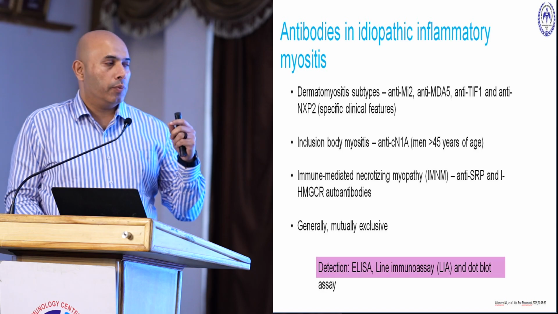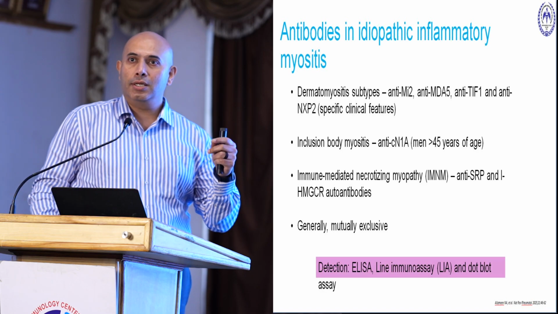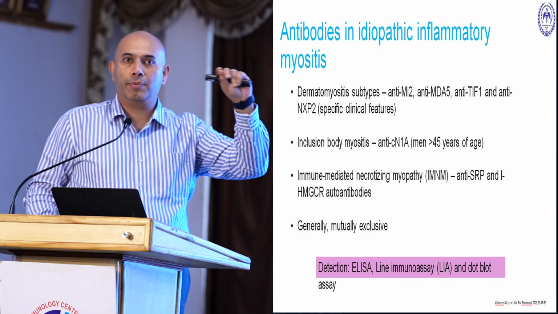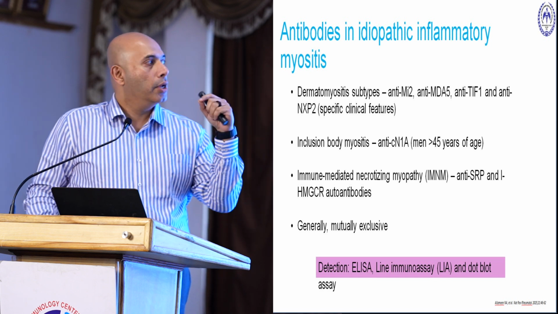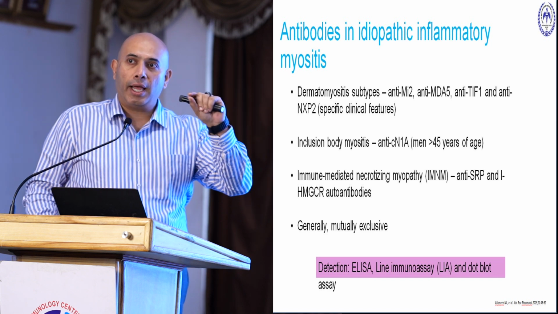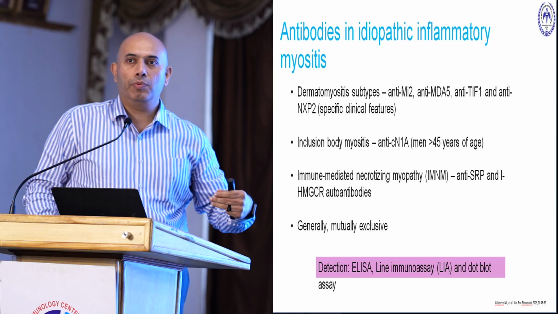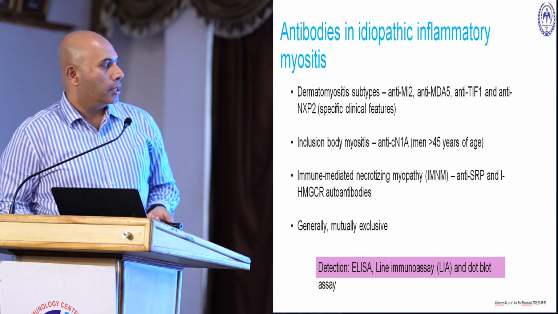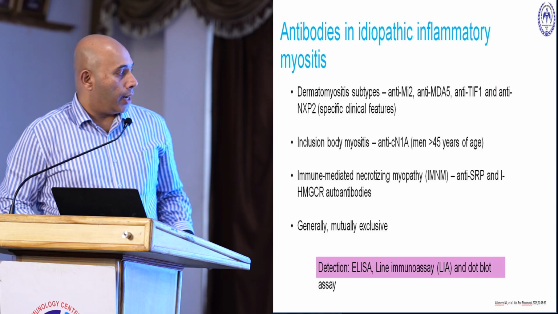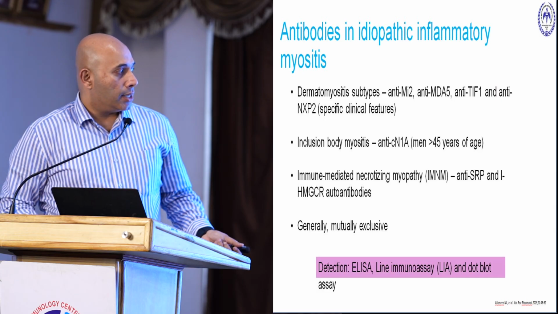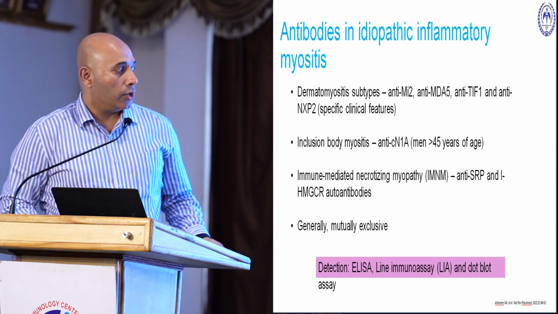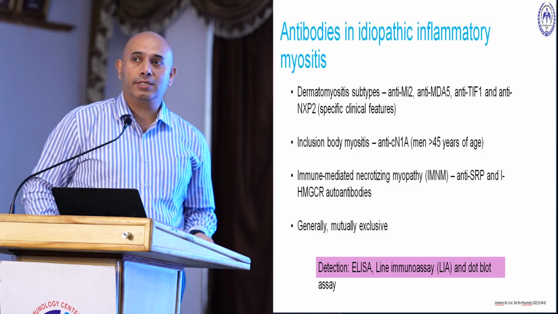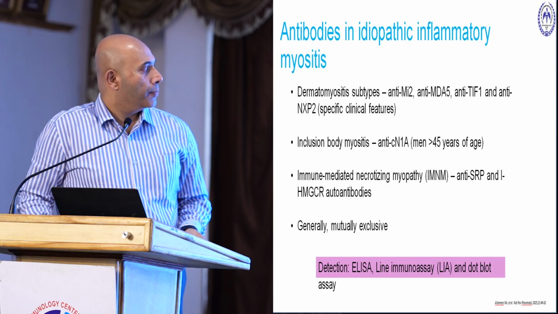Generally speaking, the antibody which drives the disease will have the maximum intensity. So a 3+ will be something we'll be really hopeful for that particular antibody. However, we'll have 1+, 2+, which can be ignored, because generally we know that these are mutually exclusive. And as I mentioned, it can be detected by ELISA. Line immunoassay and the dot blot assay. The line immunoassay is the most sought after test for inflammatory myositis.